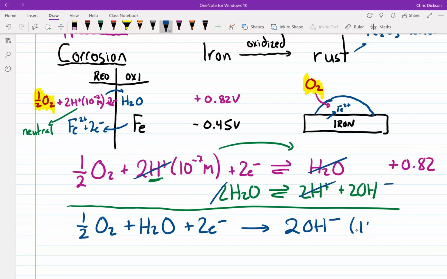And they would initially be at 10 to the minus 7 molar, like before the reaction goes. Now what happens is the H plus goes down because it's shifting to the right, which means the OH concentration is going up. So this reaction is actually producing hydroxide ions.